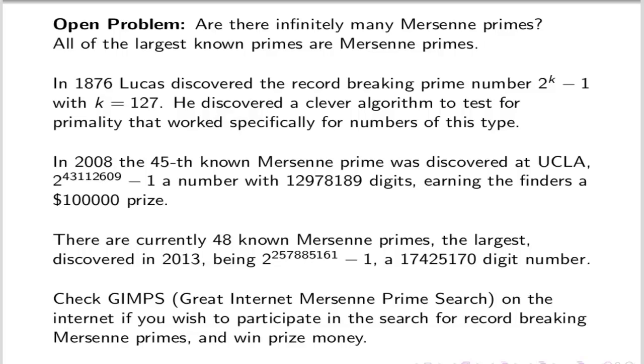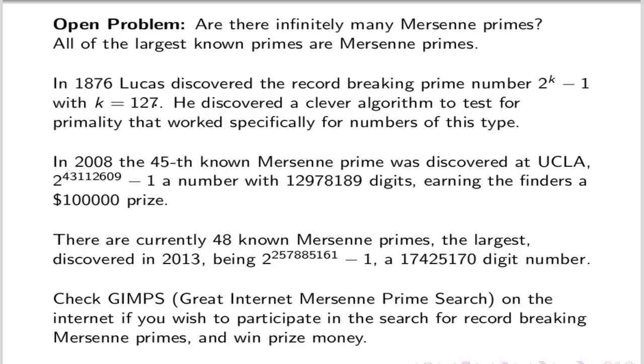Now it's an open problem whether there are infinitely many Mersenne primes, although all of the largest known primes are Mersenne primes. So let's just talk a little about the history of that. In 1876, Lucas discovered a record-breaking prime number of the form 2 to the k minus 1, with k equaling 127. Now that's remarkable in pre-computer time. He discovered a very clever algorithm for a test in primality of Mersenne type numbers like this.